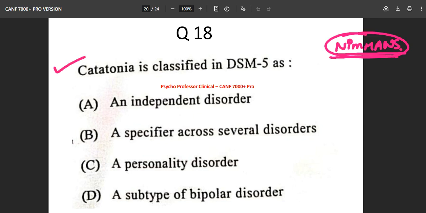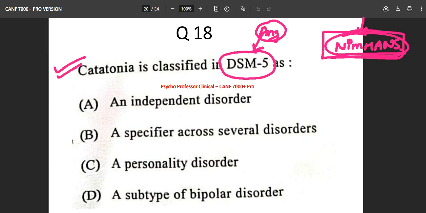Anyways, catatonia is classified in DSM-5 as... If any other entrance examination can ask about catatonia via DSM-5, do you think NIMHANS is not going to ask? These guys are ruling RCI, and you think they will not ask about DSM-5 or DSM-5 TR? You're wrong. They will ask, and they can surely ask about the features of DSM-5, and recently they have just included that culture thing as well. So make sure that you are revising that as well.